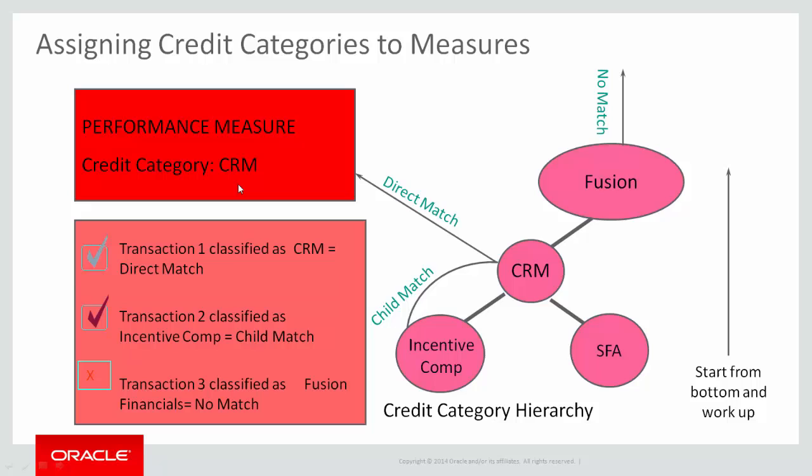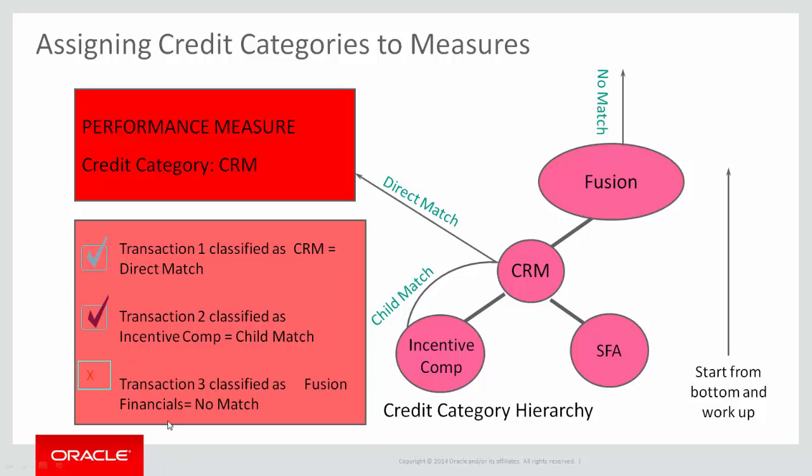Because your comp plan says CRM and the transaction says CRM, that's a direct match. So you get credit for that. Another transaction comes in, and let's say that the product sold on the second transaction is incentive compensation. Well, because the product is incentive compensation, you're tied to CRM. So it's not a direct match, but incentive compensation is a child of CRM. And what we do as part of the classification process is we work from the bottom up. And so because incentive compensation is a child of CRM, you get credit through inheritance. So you get credit, and this is a transaction you'll be eligible for.